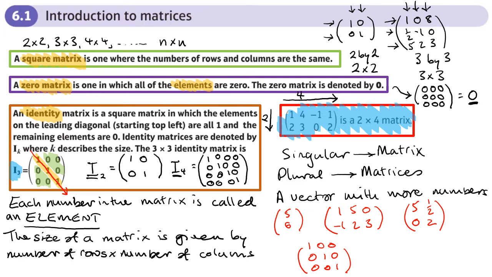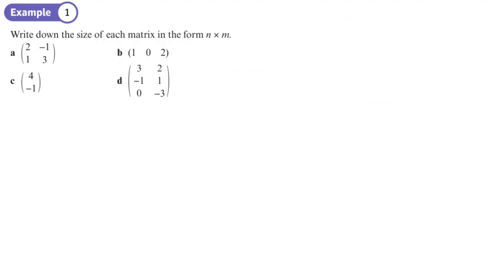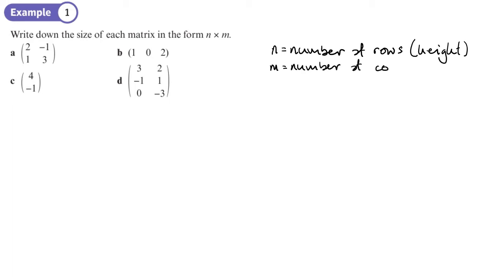And that's how we talk about the size of a matrix. Okay, let's have a look at a couple of examples. Write down the size of each matrix in the form N by M. So N is going to be the number of rows. That number comes first, number of rows. So you could almost think of it as like the height of the matrix. And then M is going to be the number of columns. And you could think of that almost like the width of the matrix.